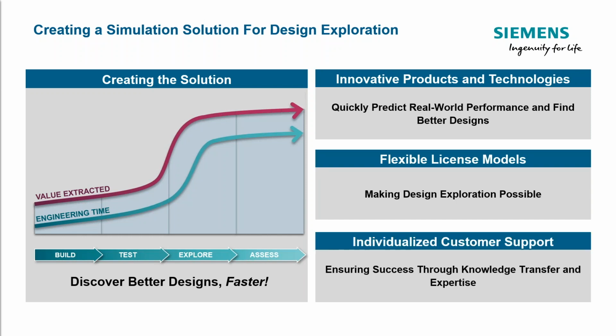And there are 3 keys to that offered by Siemens. The first key is developing the tools, the design analysis software like STAR-CCM Plus that can analyze complex real-world problems. And the second is offering flexible licensing models. We'll explain that a little bit more, but basically, CFD is computationally demanding. You need to run on as many cores as possible, and the licensing models offered by Siemens try to make this possible. They're geared towards parallel computing. And then, of course, there's individualized customer support.